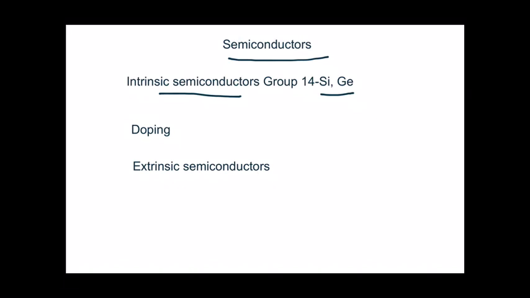Hence, what we do is we add certain impurities to these intrinsic semiconductors and make them extrinsic semiconductors. Extrinsic semiconductors have increased electrical conductivity and they have various applications. So the process of adding an impurity to an intrinsic semiconductor so as to increase its electrical conductivity is known as doping. Doping produces two different types of extrinsic semiconductors, N-type and P-type. Now we'll see what are N-type and P-type semiconductors.